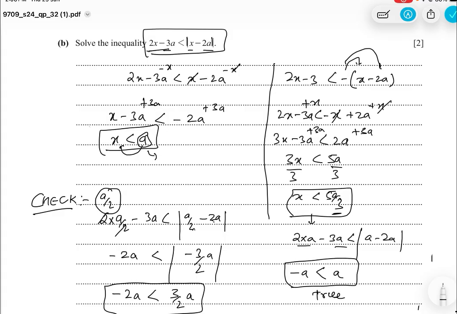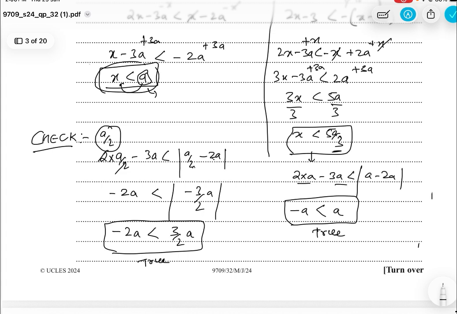So what will be our answer? See, both satisfy. So the value of x, let us represent this on a number line. So this is a and this is 5a by 3. It is true for all the values less than a. It is true for all the values less than 5a by 3. So can I write it like this? X is less than 5a by 3.